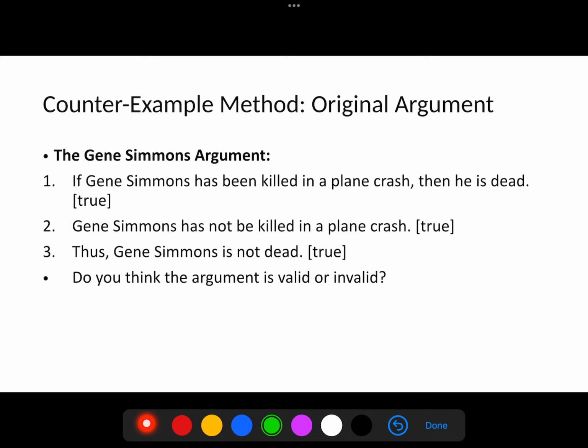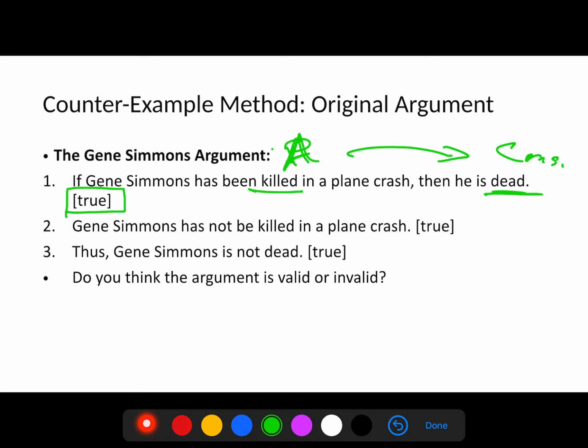Let's take a look at an argument here. We'll call this the Gene Simmons argument. You probably notice it might look a little bit similar to some of the argument forms we've already learned. But this argument has a different form. So we have here the first premise: if Gene Simmons has been killed in a plane crash, then he is dead. That's a true statement because if you get killed in a plane crash, then you are dead. So the truth of the consequent necessarily follows from the truth of the antecedent.